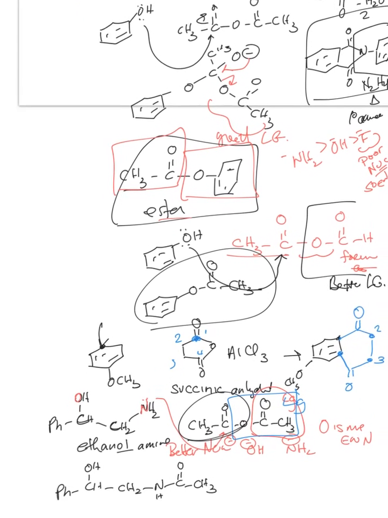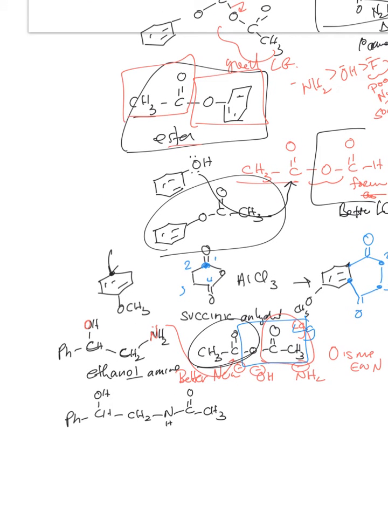Okay, the next one's excess acid anhydride. Yes, you would get both of them. So go ahead and write, you couldn't discern between one or the other, and you would acylate both the nitrogen and the oxygen.